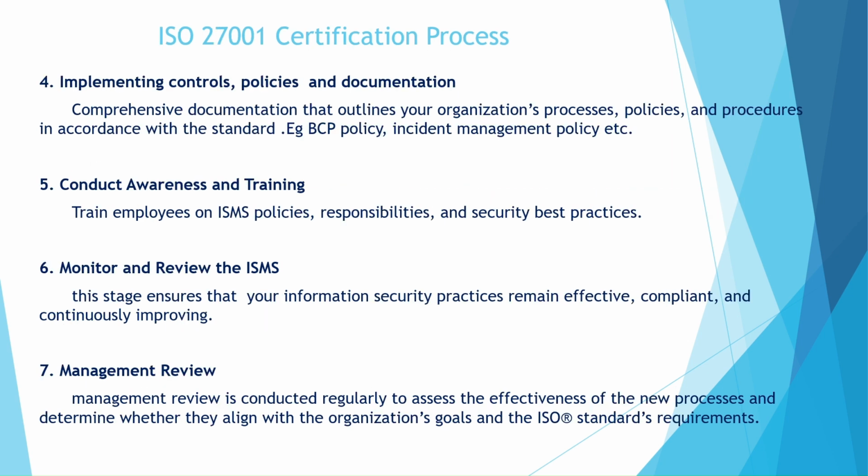The fourth step is implementing controls, policies, and having proper documentation. Comprehensive documentation that outlines your organization's process, policies, SOPs in accordance with the standard has to be maintained. You'll have to draft new policies if you don't have any policies in place. For example, the BCP policy or the DR policy or the asset management policy or the incident management policy. If there's no such policy in place, then you'll have to start preparing those policies, and based on that, you will have to ask the team to prepare a process and the SOP documents accordingly.